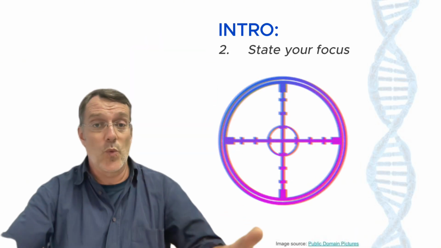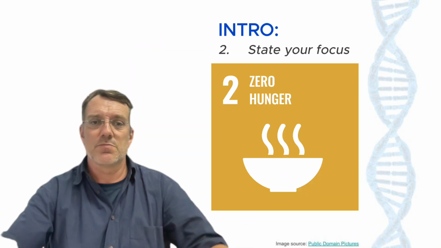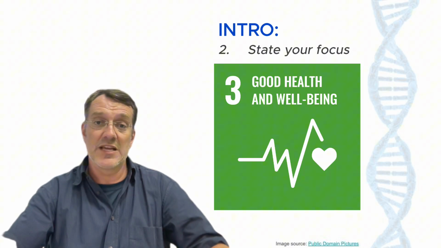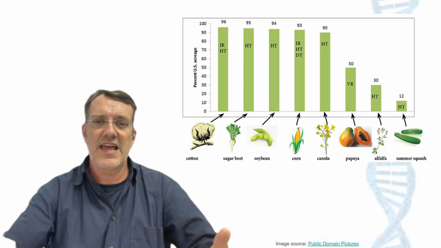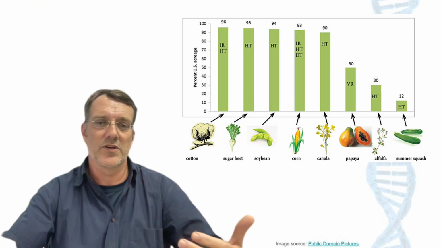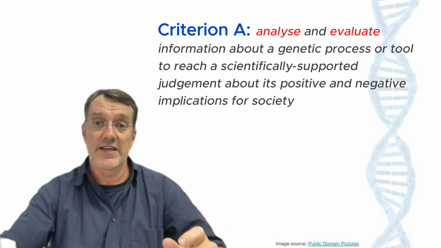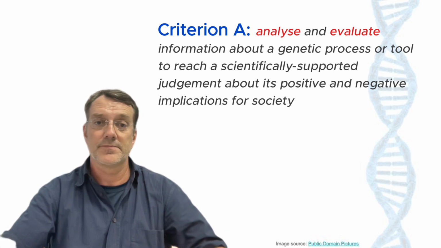Next, clearly state what you're focusing on. Maybe you're exploring how CRISPR technology could help end world hunger, or how genetic screening might prevent diseases. Use some data here like statistics about hunger or disease rates to show why this matters. This is where your Criterion A component comes in.